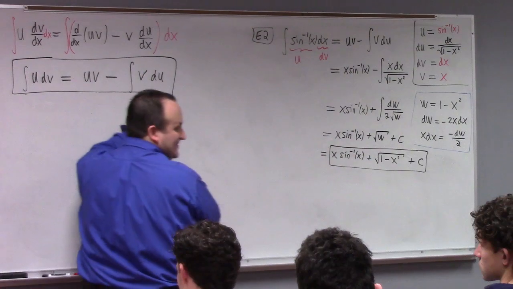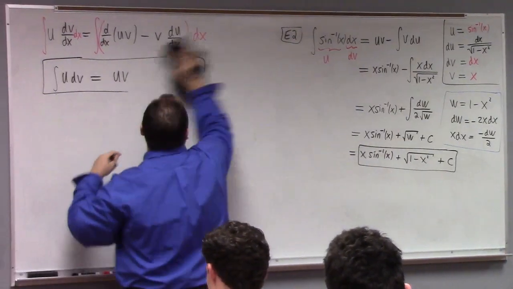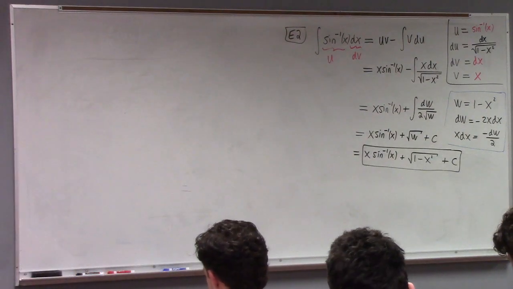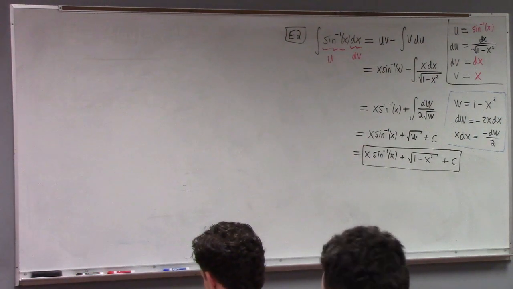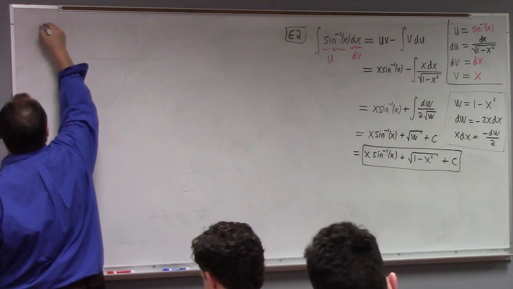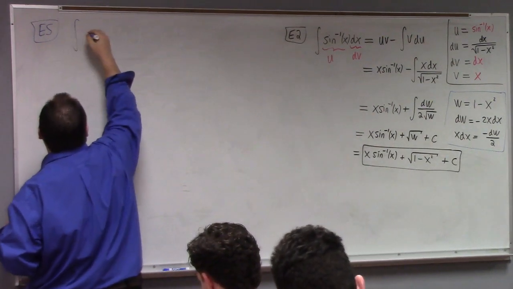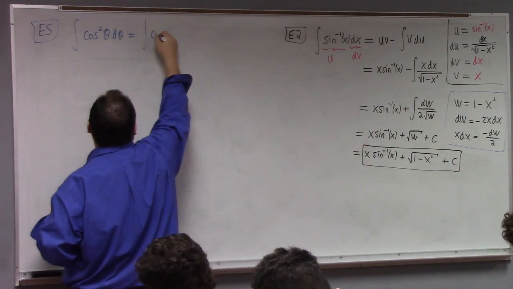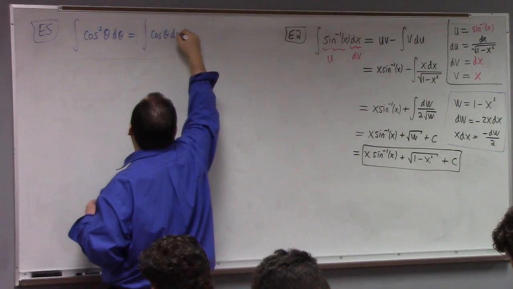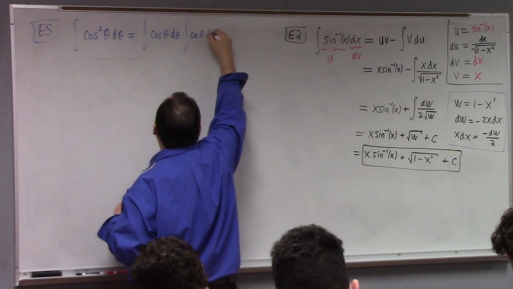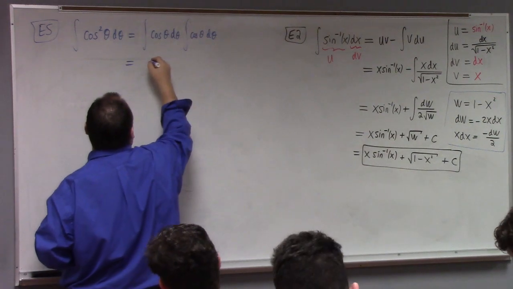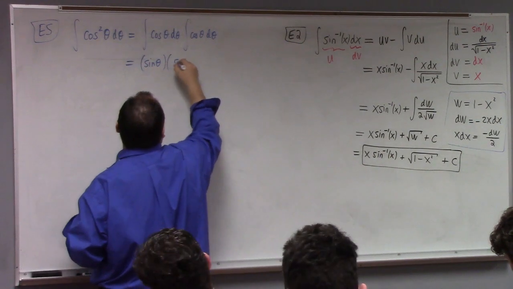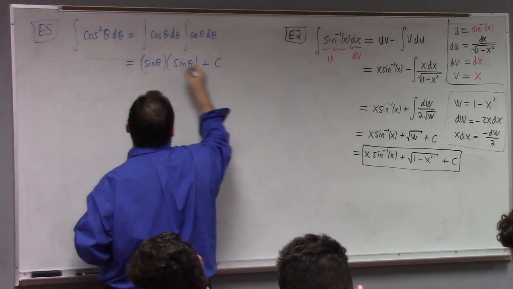I think we know this now, right? No? All right. Let's try this on for size. Example 5. The integral of cosine squared theta d theta. So we have the integral of cosine theta d theta times the integral of cosine theta d theta, which is what? That's sine theta times sine theta plus a constant, right?